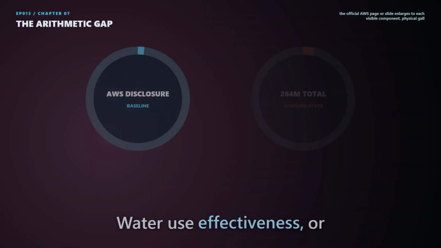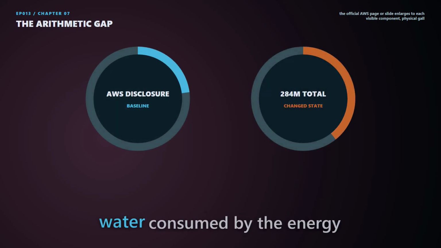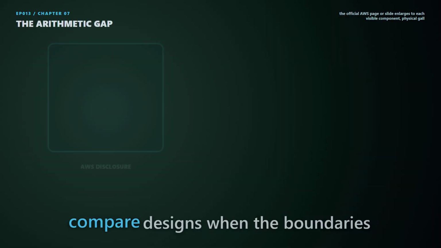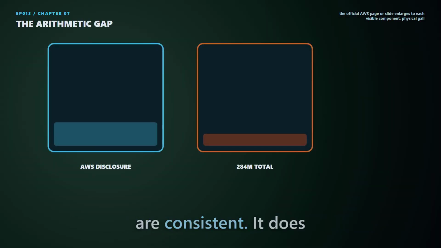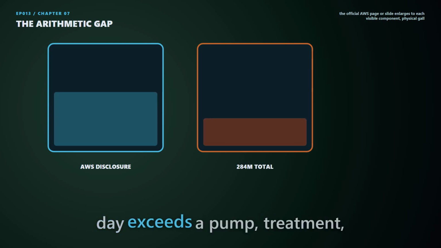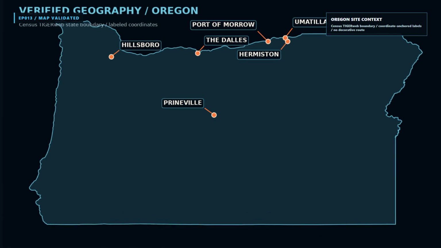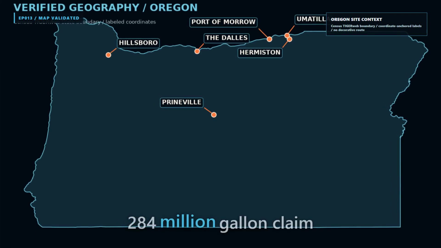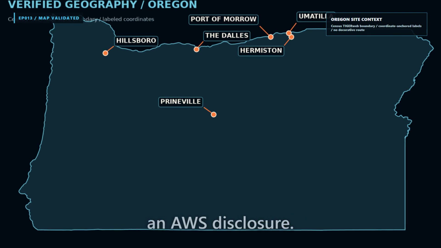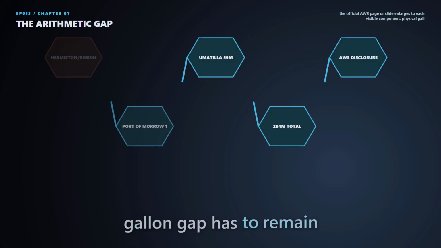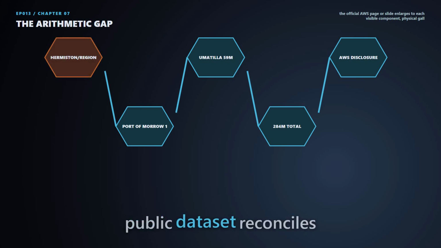Water use effectiveness, or WUE, divides water consumed by the energy used by information technology equipment. It can help compare designs when the boundaries are consistent. It does not tell a city whether a hot day exceeds a pump, treatment, or water right constraint. It also does not include every offsite effect. The 284 million gallon claim should remain labeled as an AWS disclosure. Its visible 41 million gallon gap has to remain open until a comparable public dataset reconciles it.